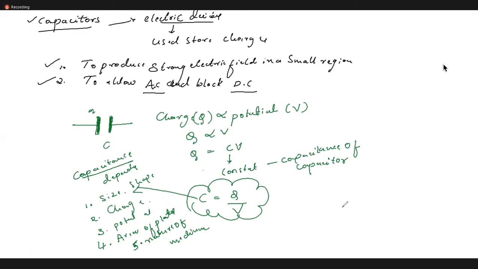Capacitance of a capacitor is said to be 1 stat farad if its potential rises by 1 stat volt when a charge of 1 stat coulomb is given to it. That's very good.